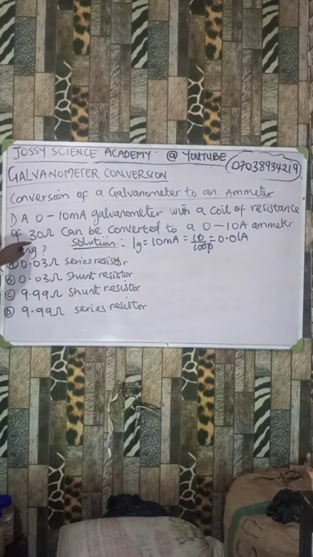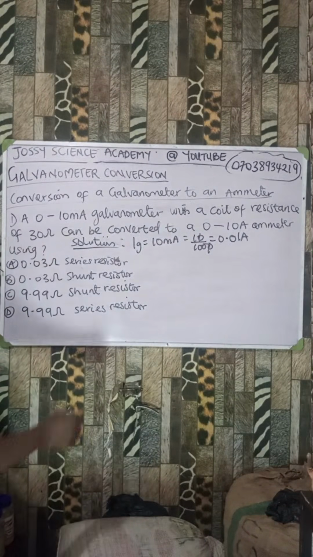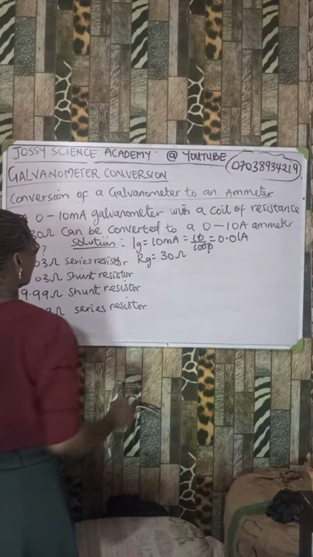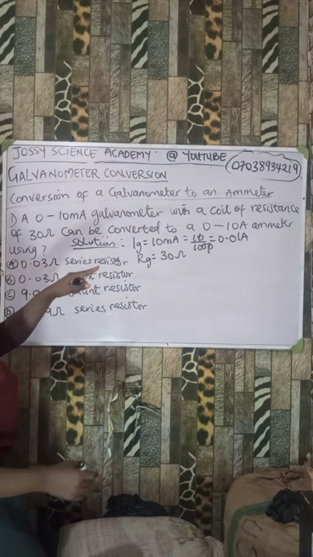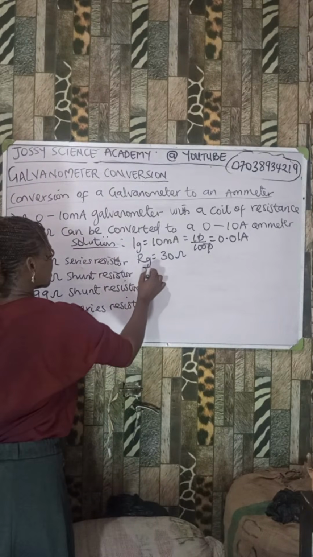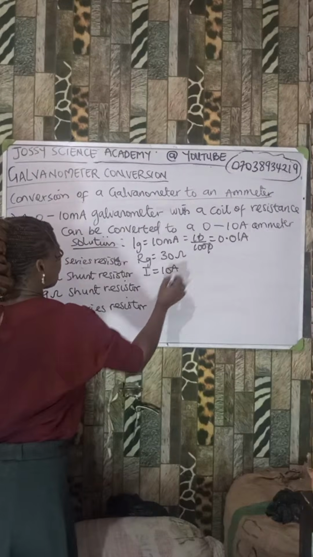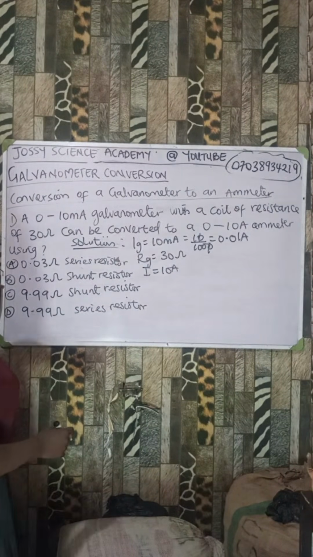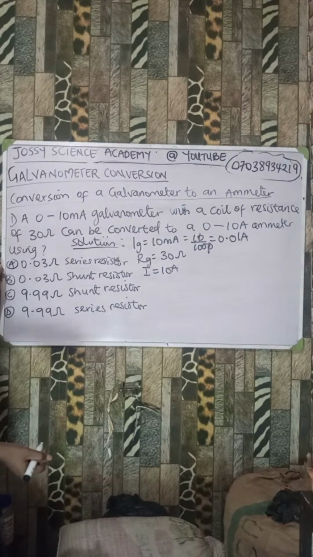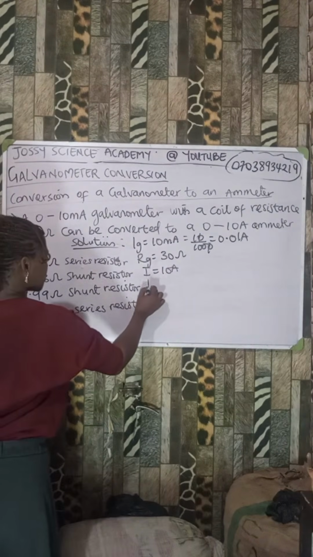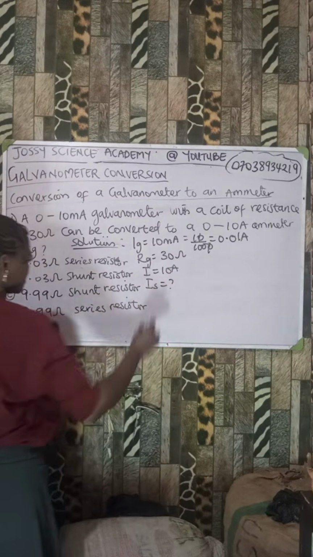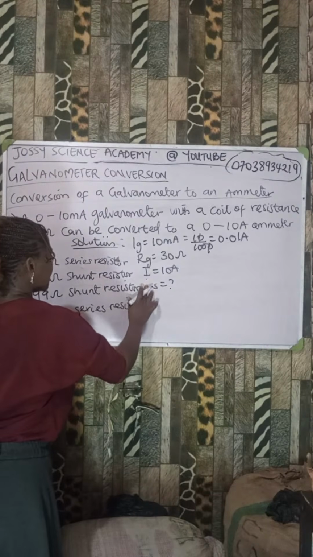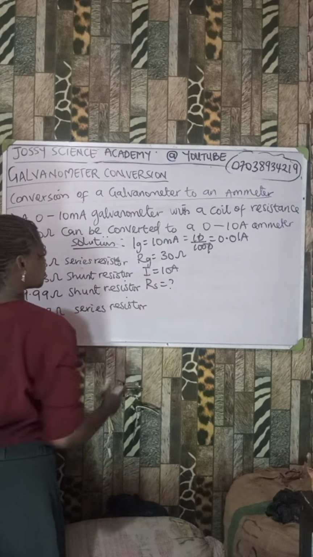So the resistance of this galvanometer is 30 ohms. That is RG, is 30 ohms. Now you want to convert it to an ammeter. The current flowing in the circuit is 10 amperes, right? What are we looking for now? We are looking for the resistance, that is the resistance of the shunt.